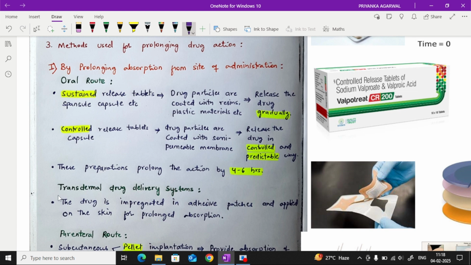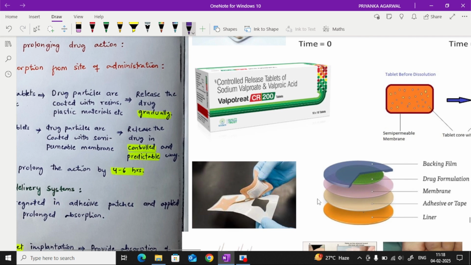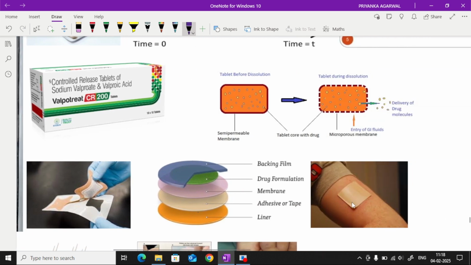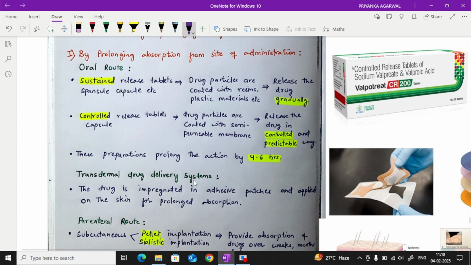By the transdermal drug delivery system, we have these patches. The drug is impregnated in these adhesive patches, like this, where the drug is impregnated. They are applied on the skin for a longer duration of action. I am sure you might have observed this in your daily life. Now this is about the transdermal drug delivery system.